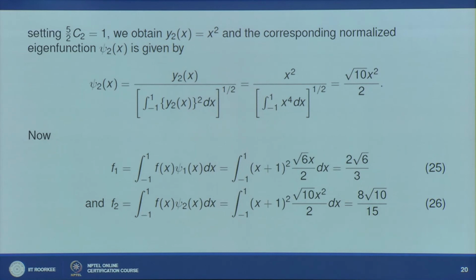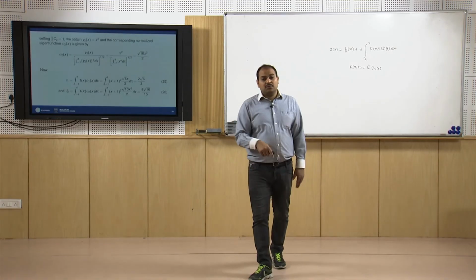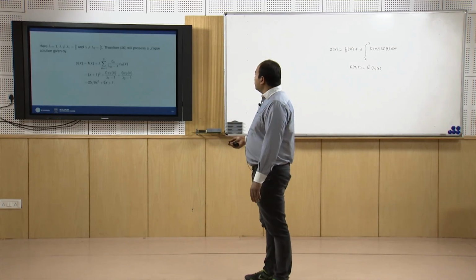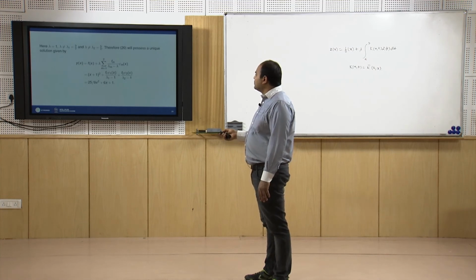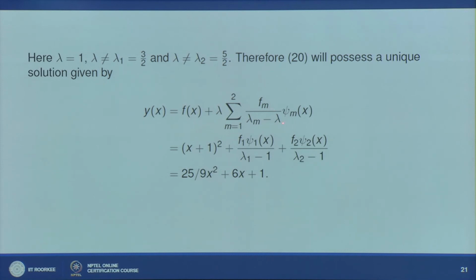So now you know lambda 1, lambda 2, psi 1 and psi 2, and f1 and f2. You just write down your solution as y(x) equal to f(x) plus lambda times the sum from m equal to 1 to 2 of fm upon lambda m minus lambda times psi m(x). Here lambda we have taken as 1, so f(x) is this, plus f1 psi 1(x) upon lambda 1 minus 1, plus f2 psi 2(x) upon lambda 2 minus 1. So putting in all the values, we have y(x) equal to 25/9 x squared plus 6x plus 1.